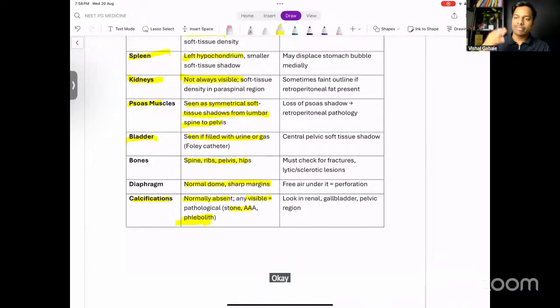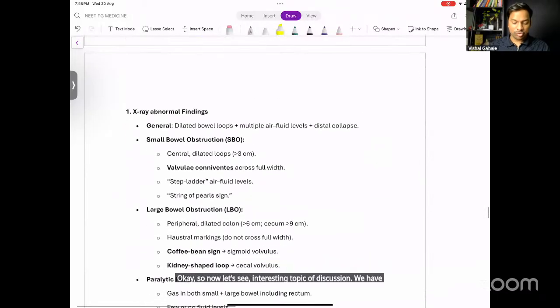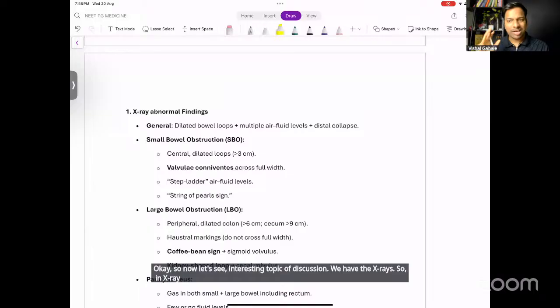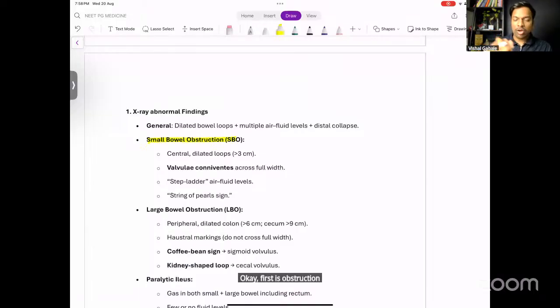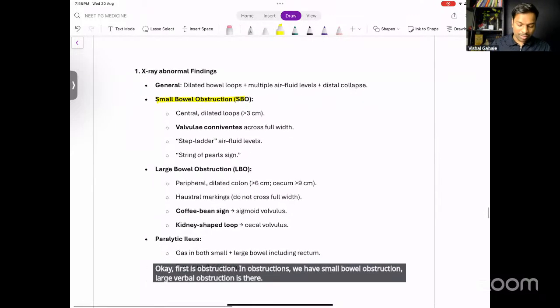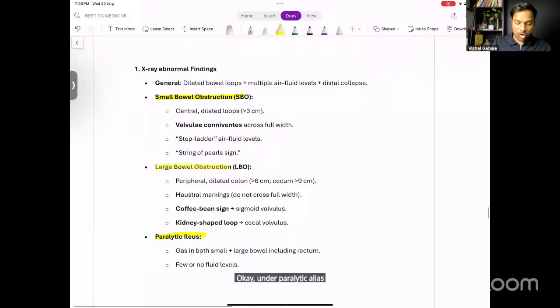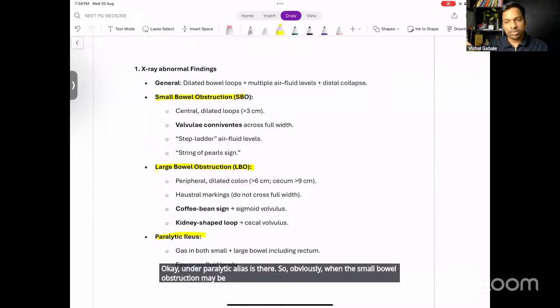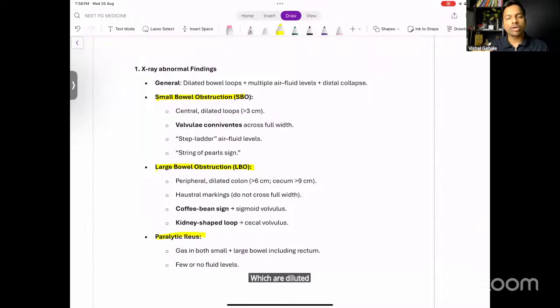Okay, so now let's see an interesting topic of discussion. In the X-ray of the abdomen, we have three main pathologies. First is obstruction. In obstruction, we have small bowel obstruction and large bowel obstruction, and paralytic ileus is there. So obviously, when small bowel obstruction is there, the bowel loops which are dilated will have what?